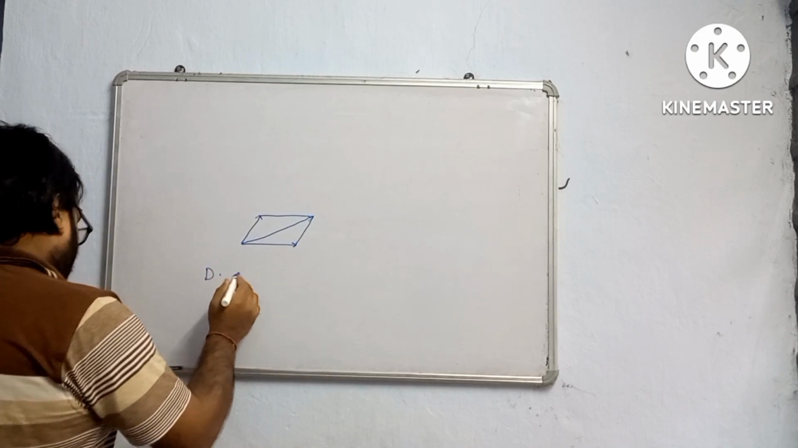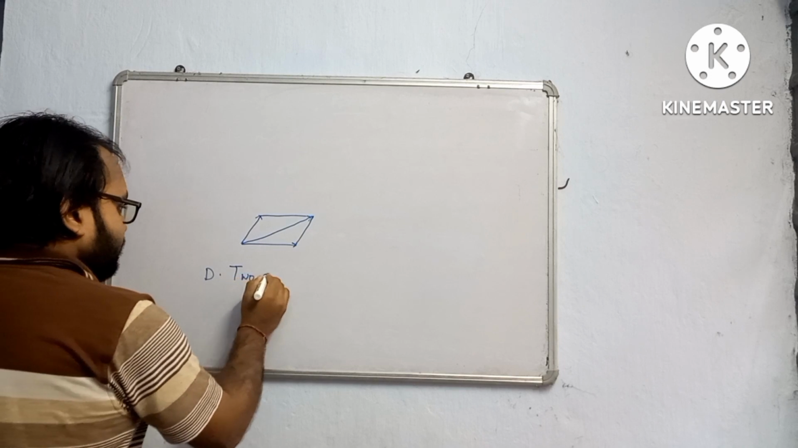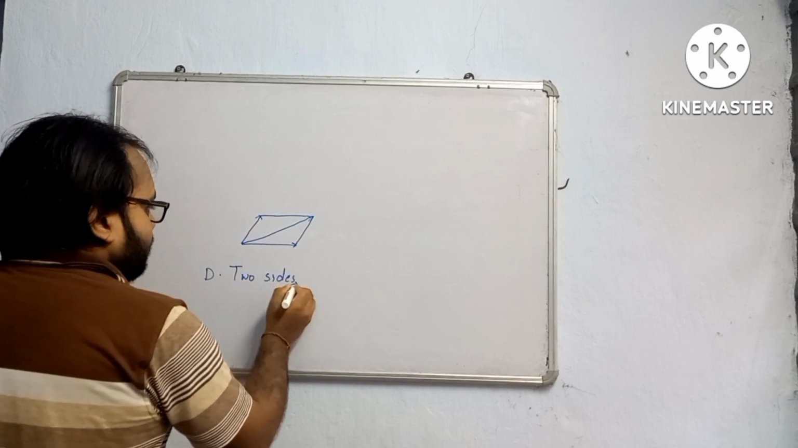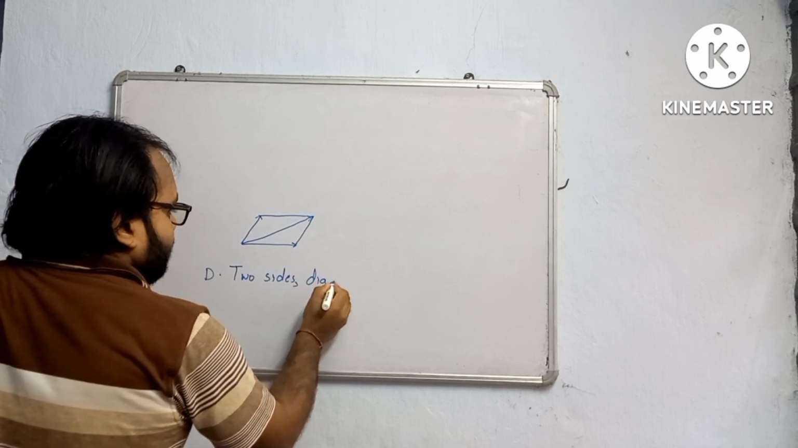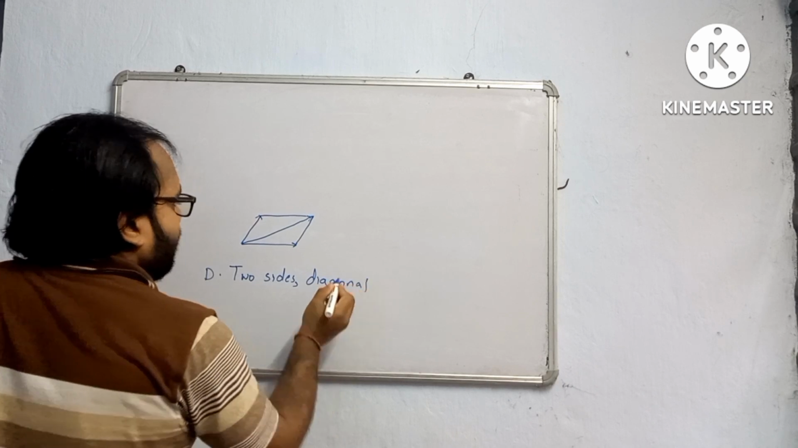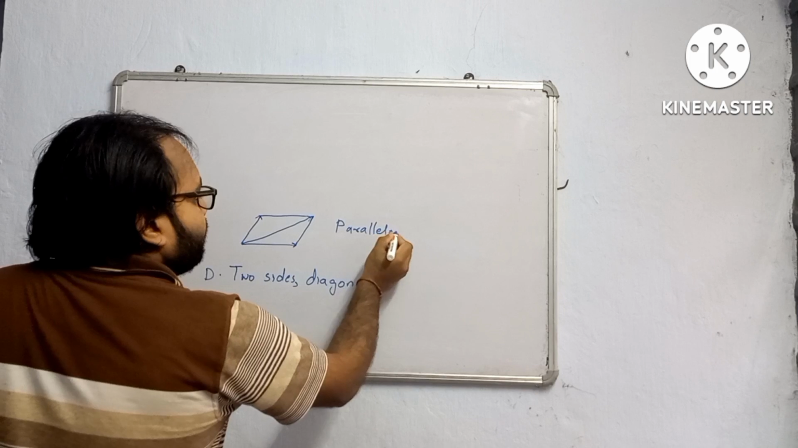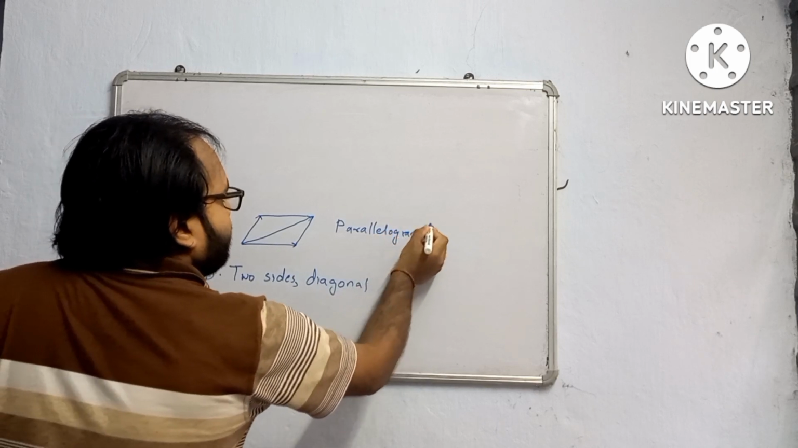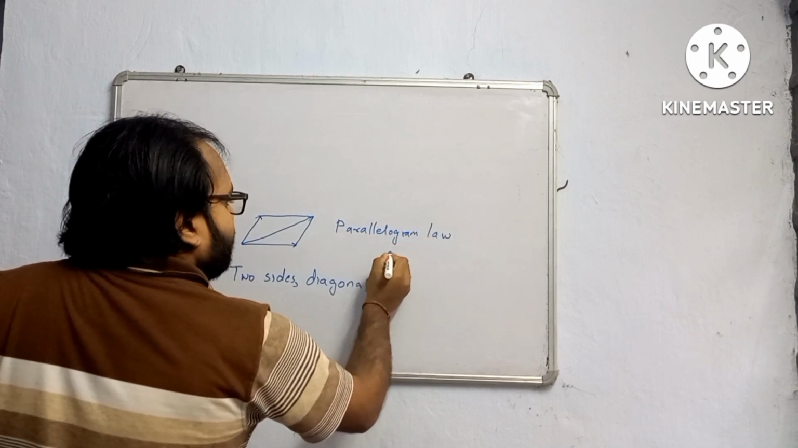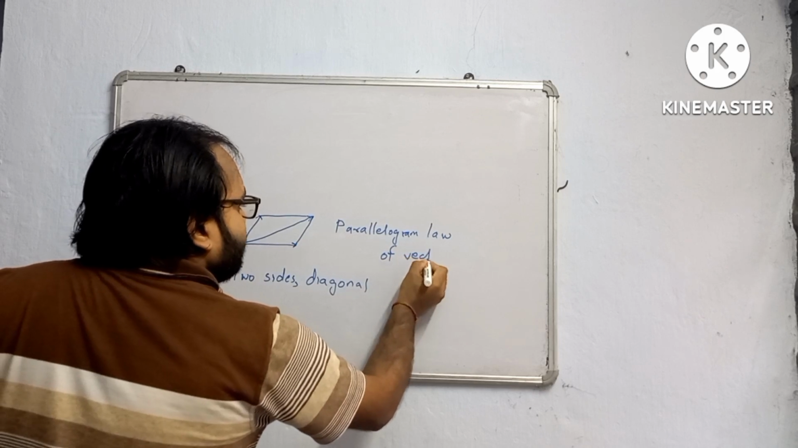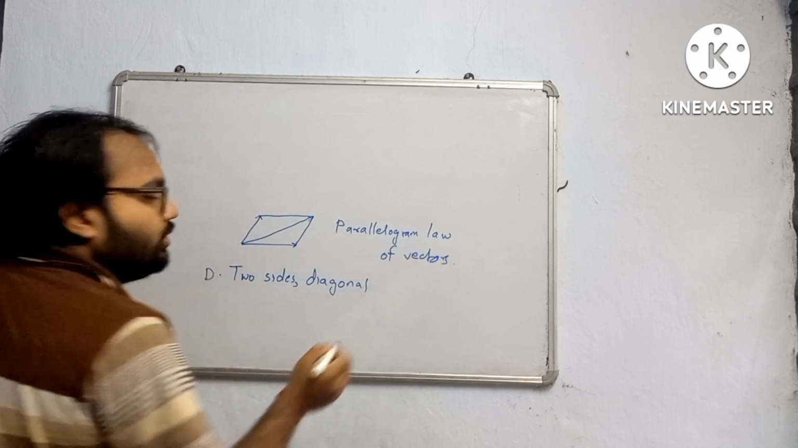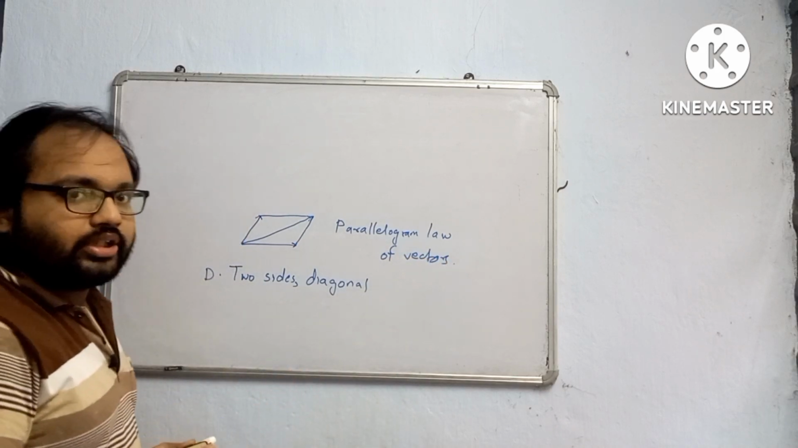Option D, that is two sides and diagonal. And how? Parallelogram law of vectors. This I have told you. Okay, moving to the next question.